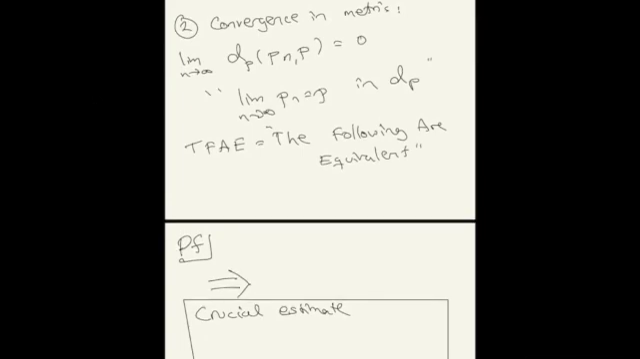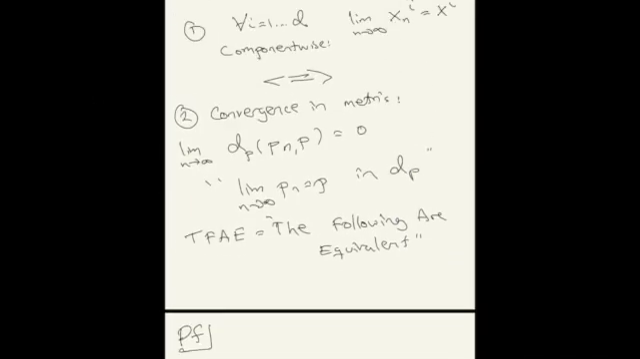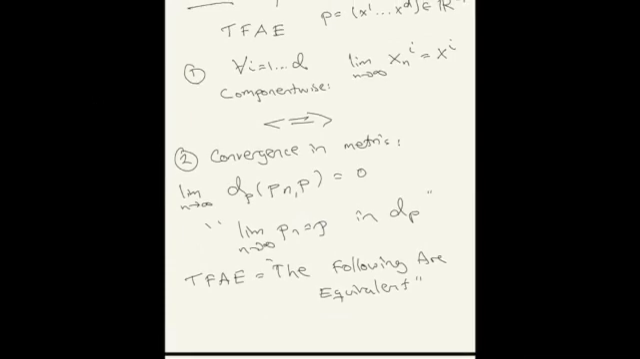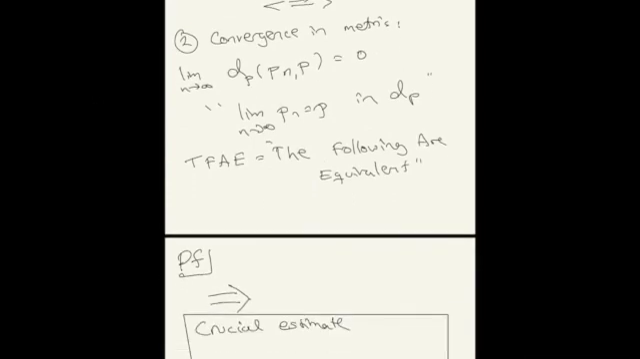So in both directions, there is a crucial estimate that plays a role. We're going from 1 to 2. We know that each of the components are converging, so each of the components are getting very close. And then we want to say something about the distance.